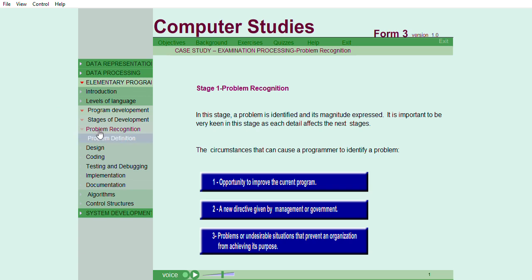The circumstances that can cause a programmer to identify a problem are opportunity to improve the current system, a new directive by the management or government, and problems or undesirable situations that prevent an organization from achieving its purpose.